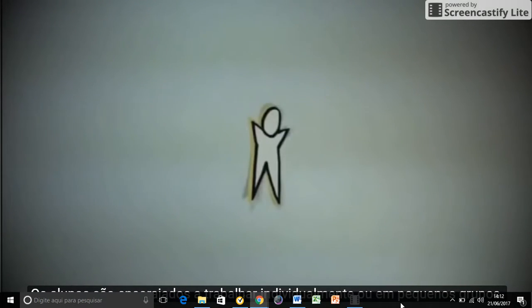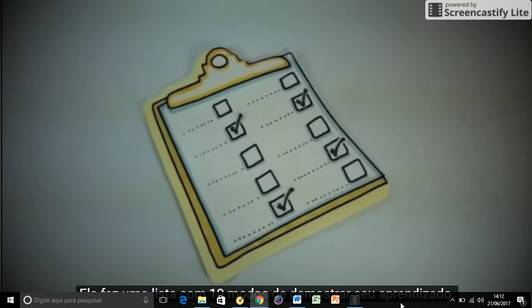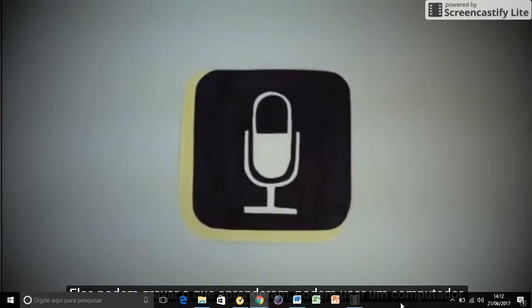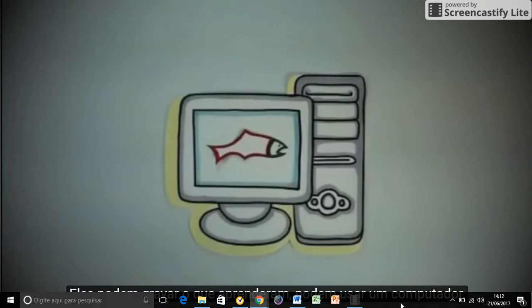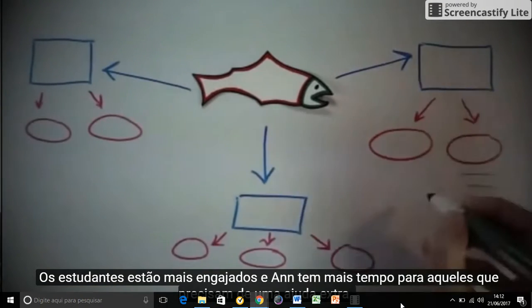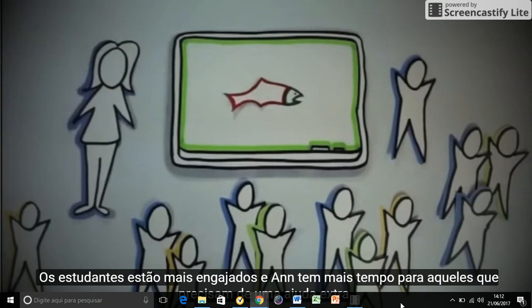Students are encouraged to work individually or in small groups. She makes a list of 10 ways to demonstrate their learning. The students can choose any 5. Students can record their learning on an audio file, use a computer, or create a concept map. The students were more engaged, and Anne had more time for those who needed extra help.